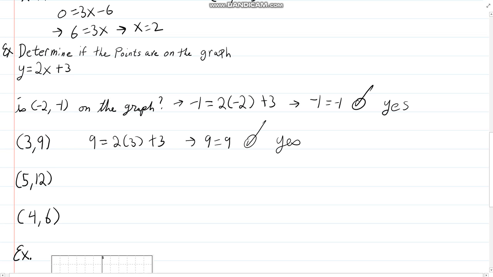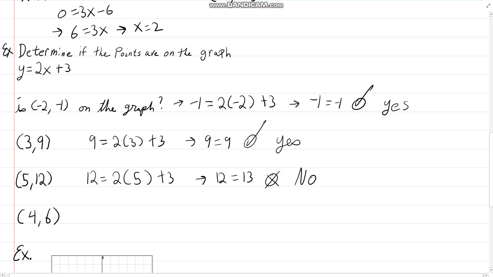All right, let's try (5, 12). 5 for x, 12 for y. 12 equals 2 times 5 plus 3. So 2 times 5 is 10, and 10 plus 3 is 13. So 12 equals 13. No, that is not true. So this point is not on that line. They have to be equal on both sides.